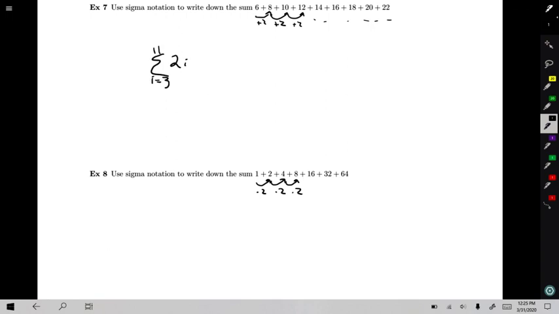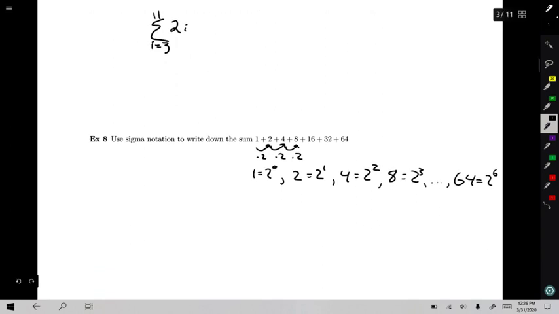So here what I'm looking at, instead of multiples of 2, I'm looking at the powers of 2. In fact, 1 I know is 2 to the 0 power. 2 is 2 to the first power. 4 is 2 to the second power. 8 is 2 to the third power, and so on, up until we get to 64, which is what? We've got 8 is 2 to the third, 16 is 2 to the 4, 32 is 2 to the 5, and 64 is going to be 2 to the 6th power.